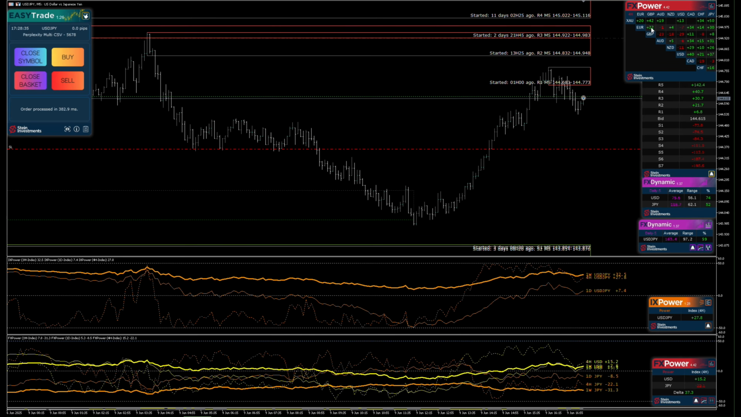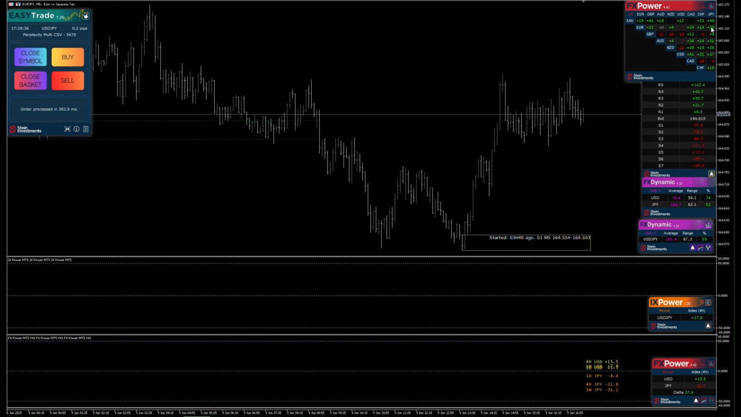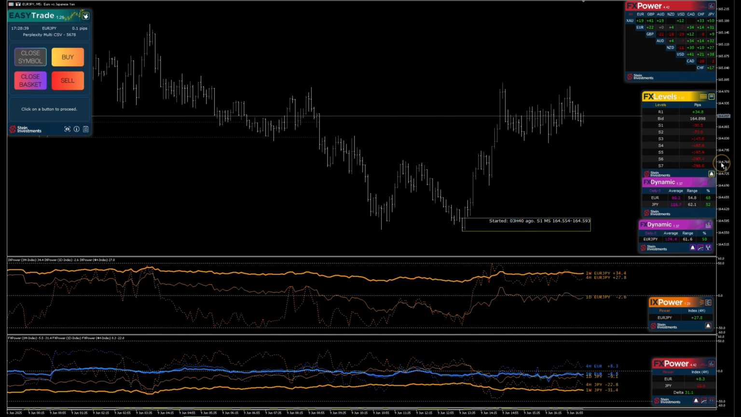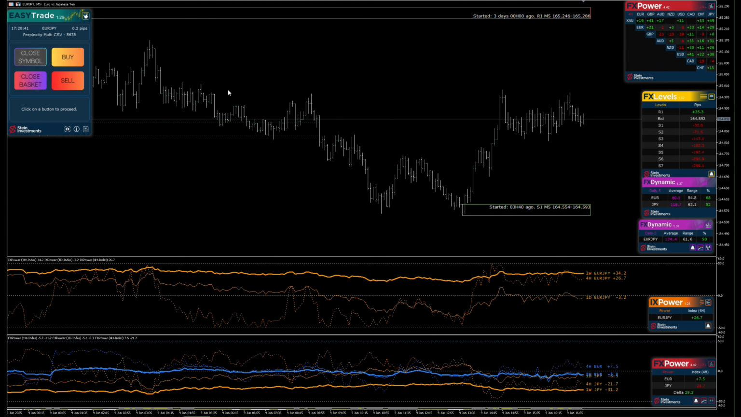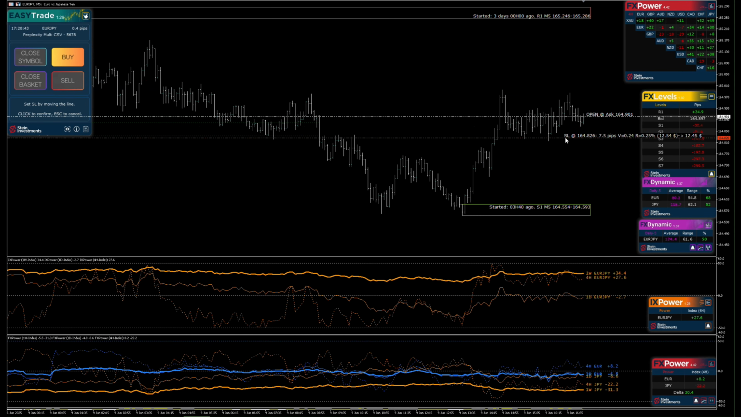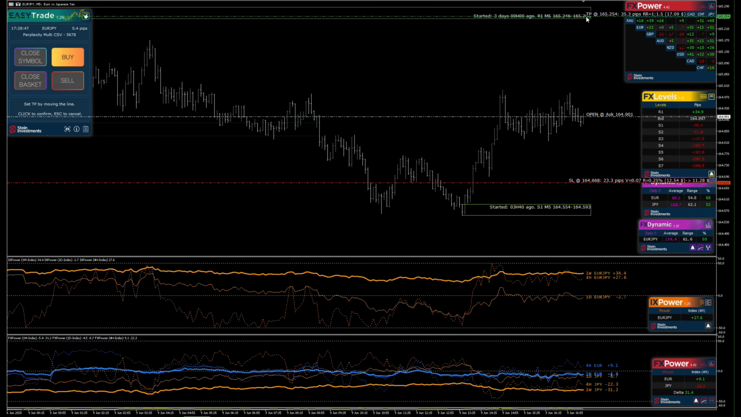Then we have the euro against the yen. Just this one, and there is the next profit target here, this 3 days old resistance level, so I will use this one as profit target.